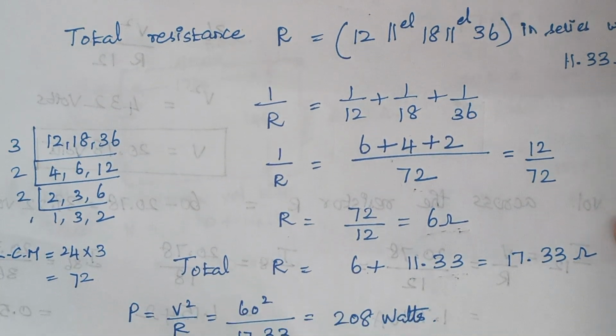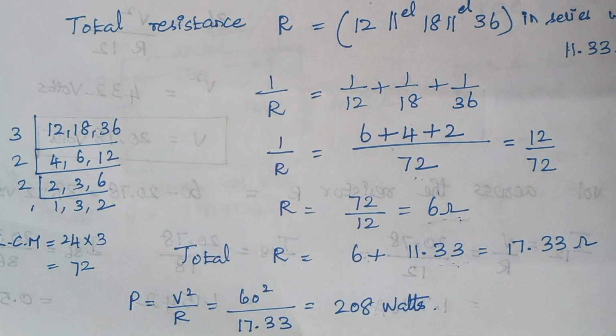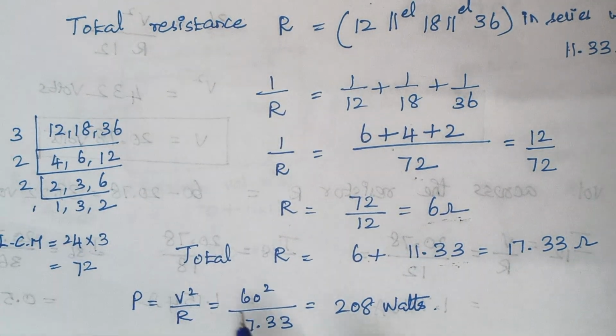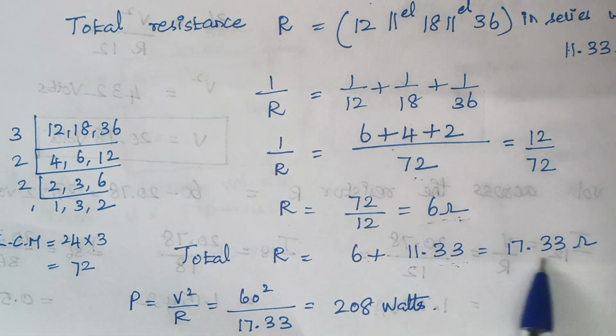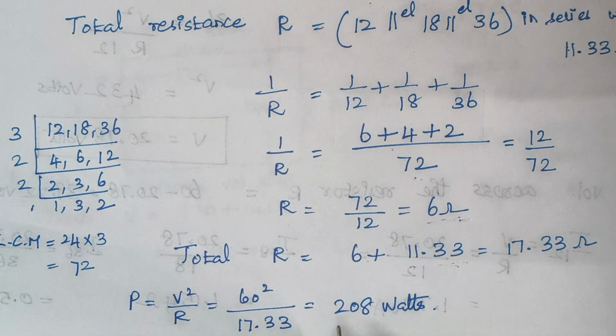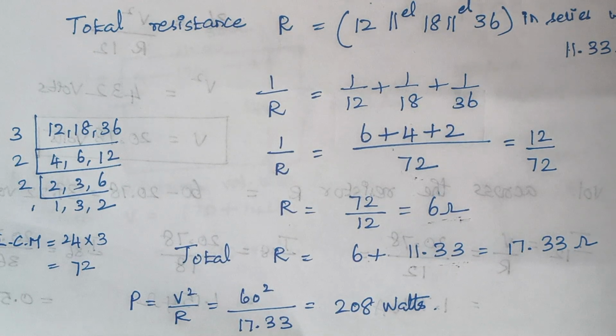So what is the formula for power? It is nothing but V square by R. We know the value of V, which is given directly in the problem. We know the value of resistance, okay, just now we had calculated. So just substitute it here, and finally the value of power is found out to be 208 watts. Right. This problem gets over here. We will proceed with the next problem.